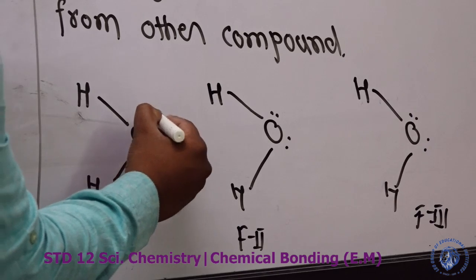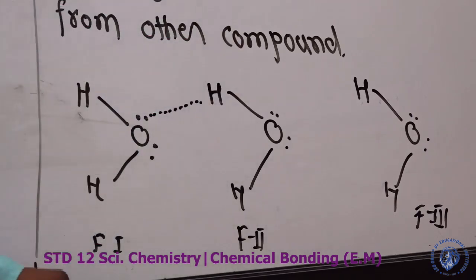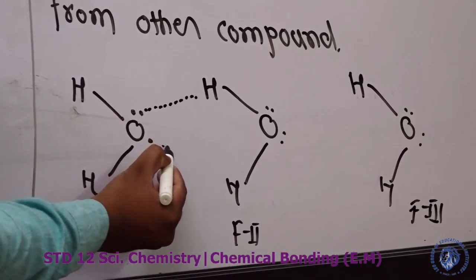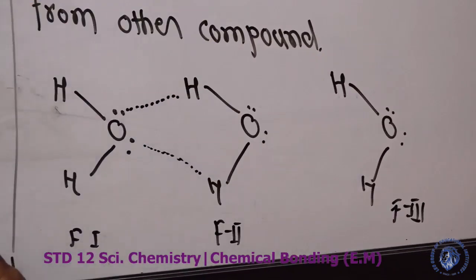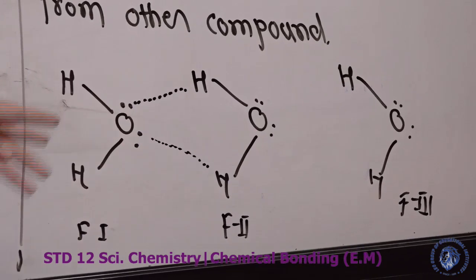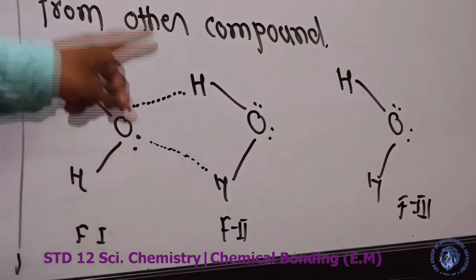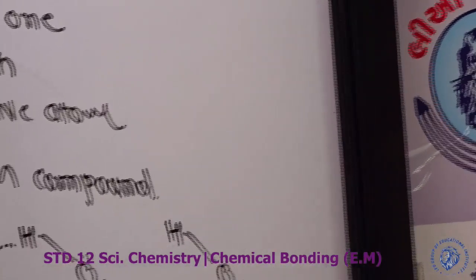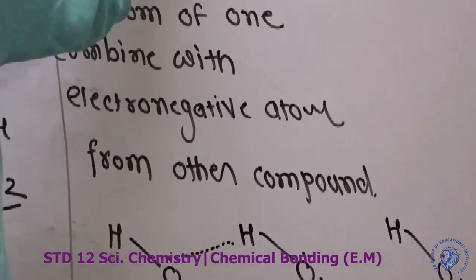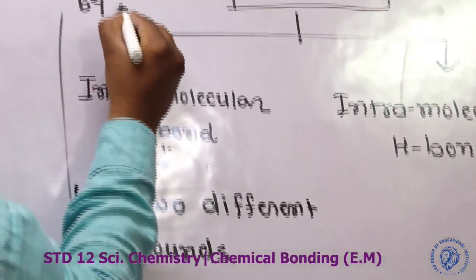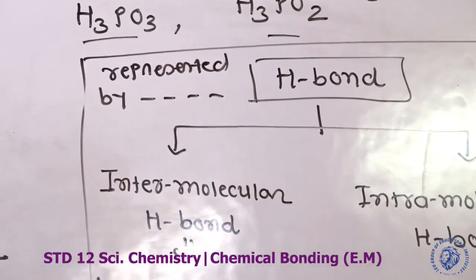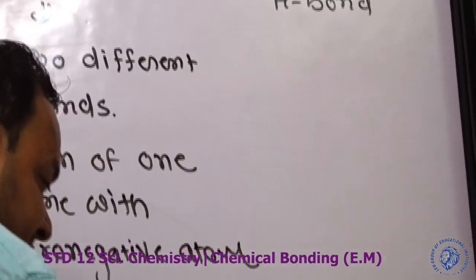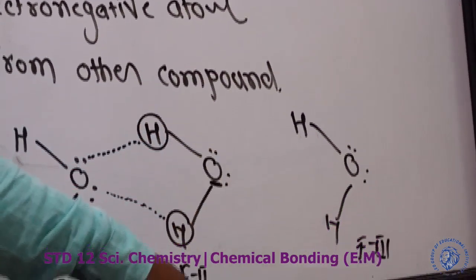Now this electron can make a bond with the hydrogen atom of family 2, and this oxygen can also make a bond with the hydrogen atom of family 2. So how many hydrogen bonds are formed? Two. Hydrogen bond is represented by a dotted line.